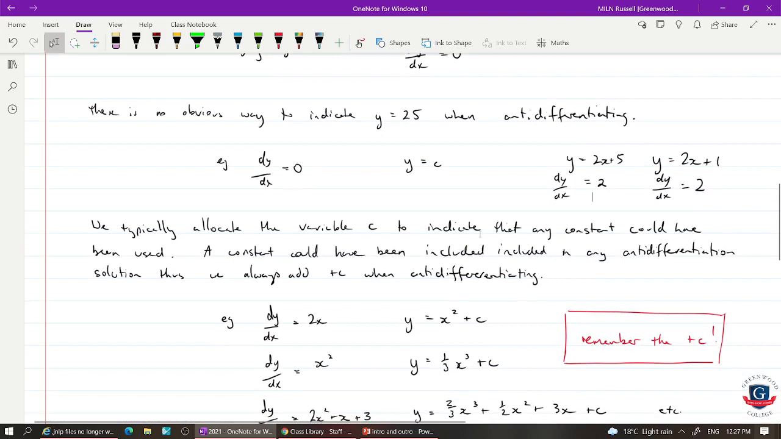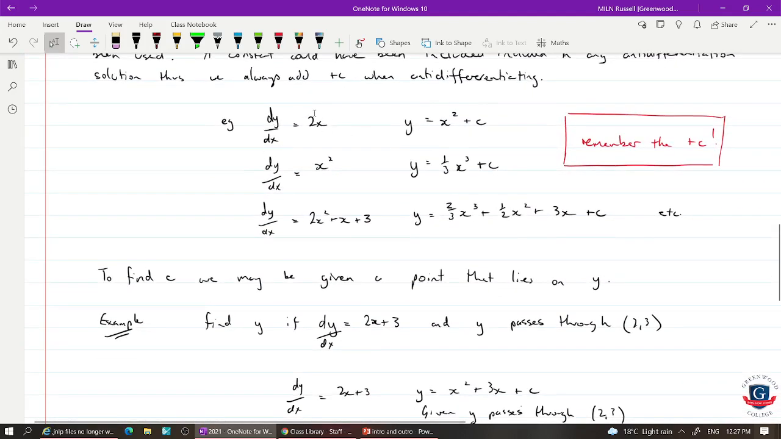So we typically allocate the variable c to indicate the constant could have been used. It might be 0. So when we do our solutions, you'll see that 2x integrates to x squared, as per our process, plus some constant. We don't know what it is. dy dx equals x squared, increase the power, becomes 3, divide becomes x cubed over 3, plus some constant. And it will even work for polynomial expressions. So if we have 2x squared plus x plus 3, increase the power, divide by it, increase the power, divide by it, put the x there, and don't forget the constant. This is a constant reminder that when you're antidifferentiating, don't forget the constant.